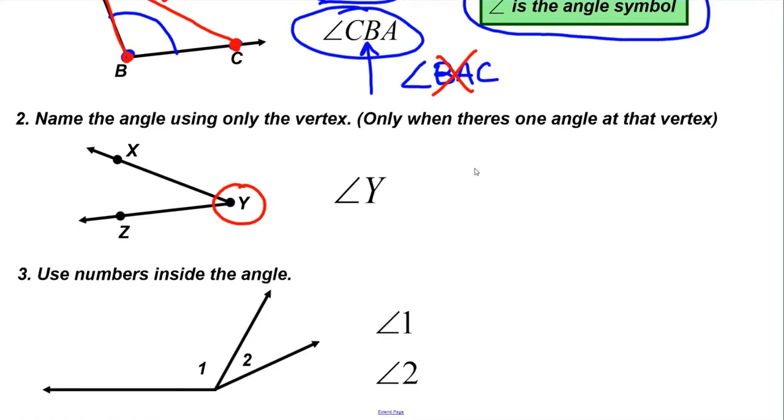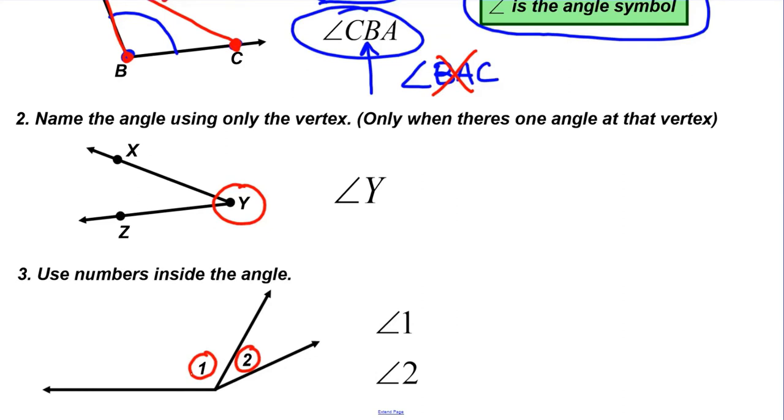And then the third way to name an angle would be to use numbers inside the angle. Sometimes you'll see numbers written inside of an angle, and we can just refer to those angles with the numbers. And that, again, is an even shorter way to do that when we've got a diagram that contains a lot of angles, maybe a lot of angles that all use the same vertex, so that none of the other two would be efficient to use. We can just use the numbers inside of the angle.